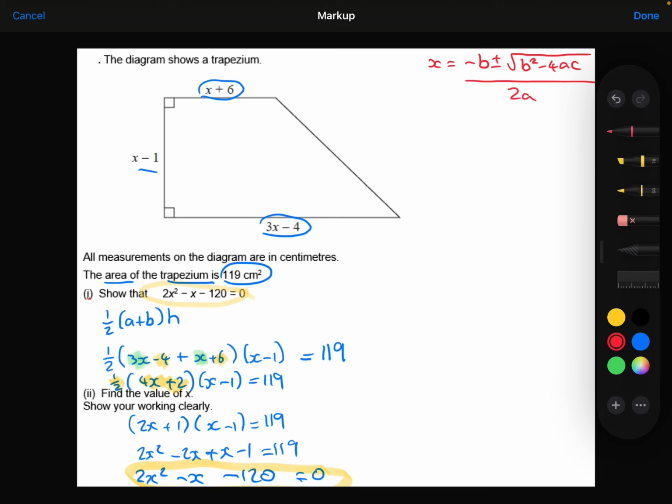Part II now says to find the value of x. So we're now going to solve this quadratic equation. And I'm going to use the quadratic formula to do it. I'm going to say that my a is 2. My b is minus 1. And my c is the minus 120.